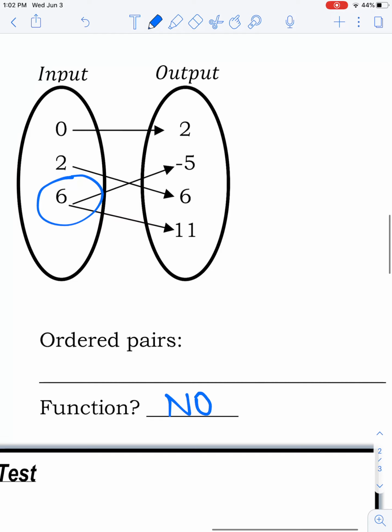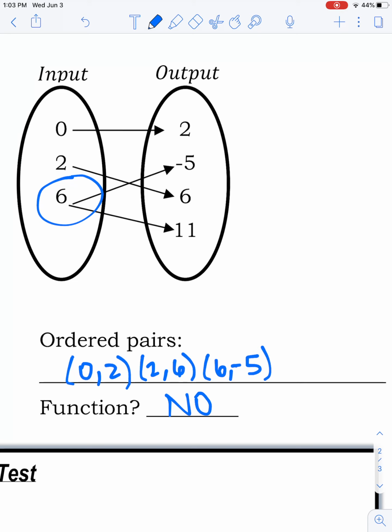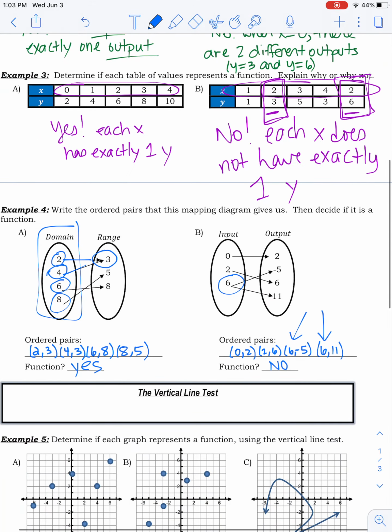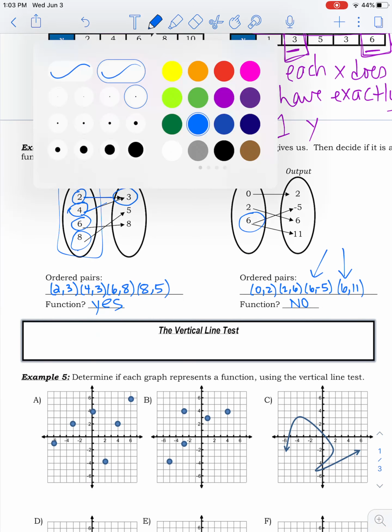All right, ordered pairs here. We have a 0, 2. We have a 2, 6. We have a 6, -5. And then we also have a 6, 11. So we have x value 6 repeating twice to two different y's, meaning this is not a function.